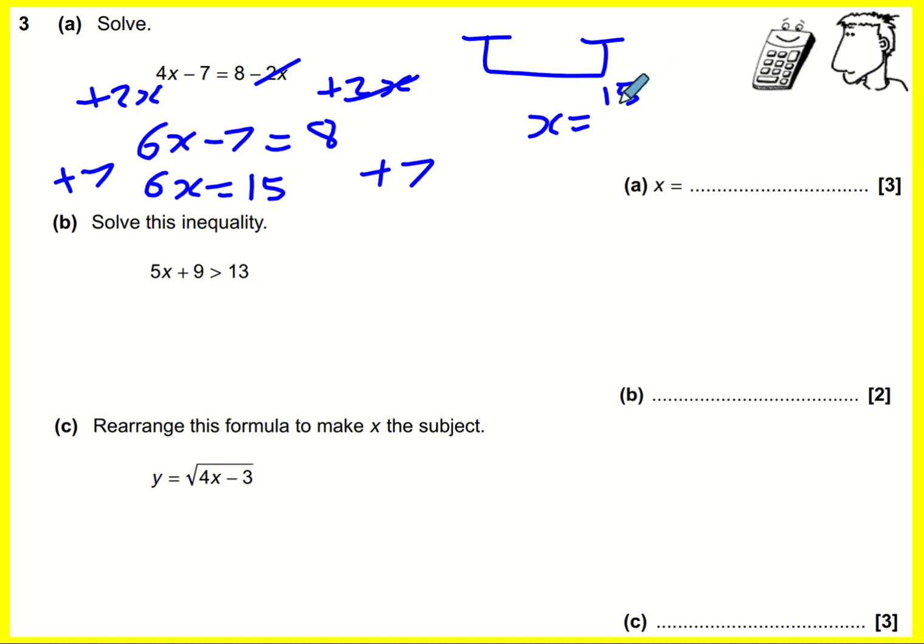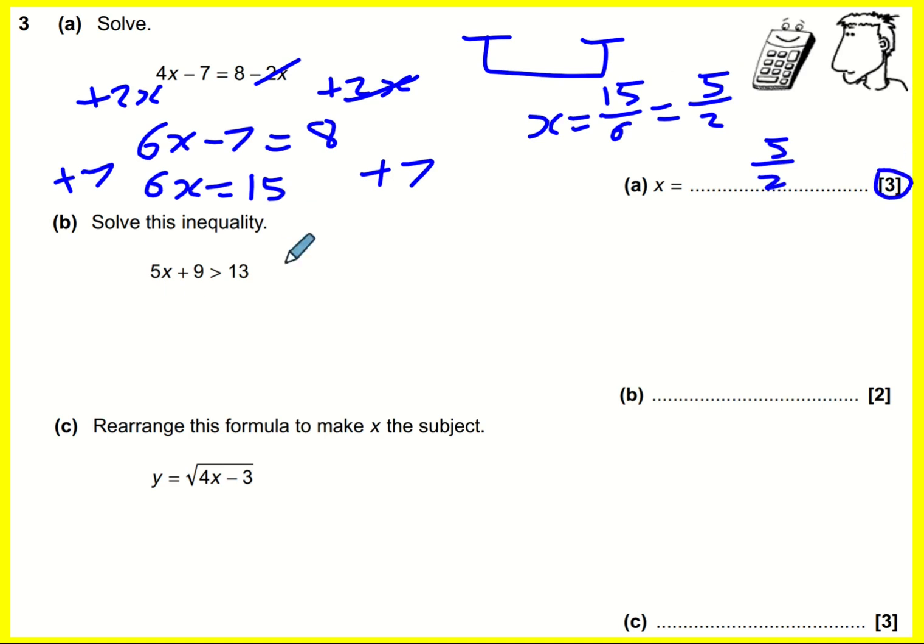Now it doesn't say to simplify your answer, but it is always a good idea. So you could put this into a calculator, or you could look for common factors. I can divide top and bottom by 3, that's going to give me 5 over 2, so I'm just going to leave it as that. You could write it as 2.5 if you wanted.